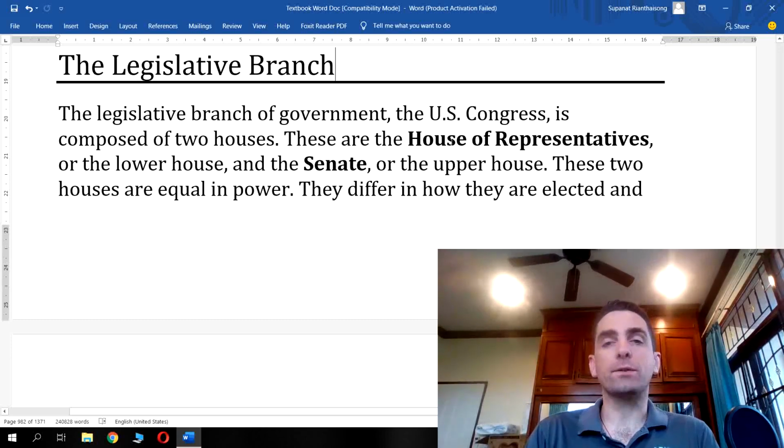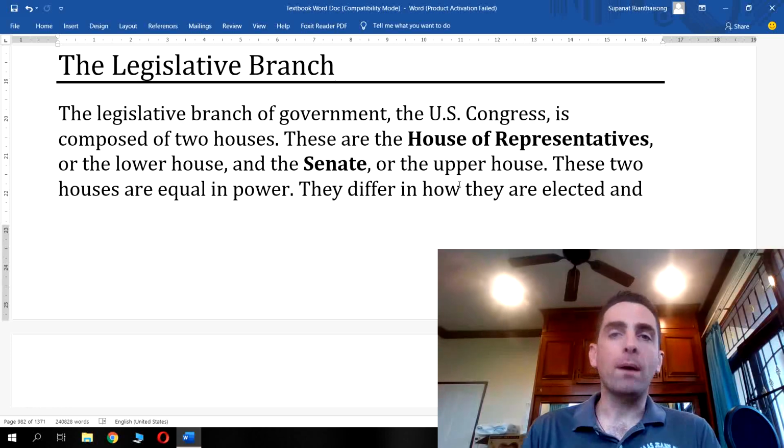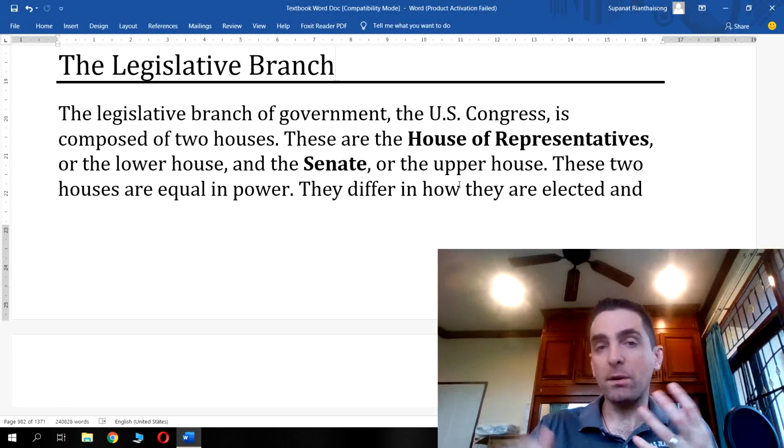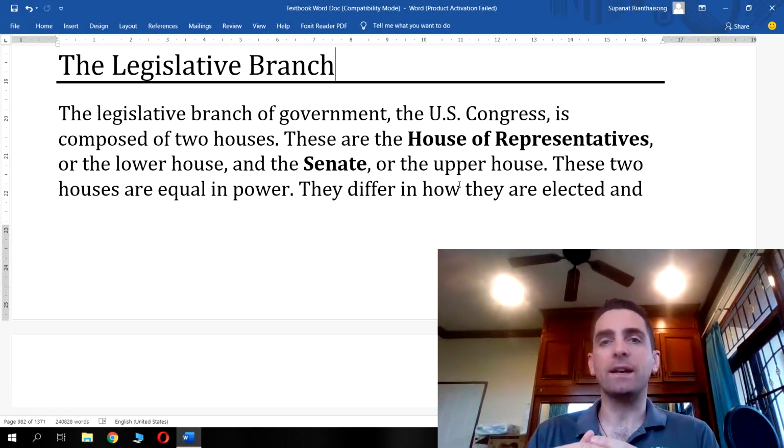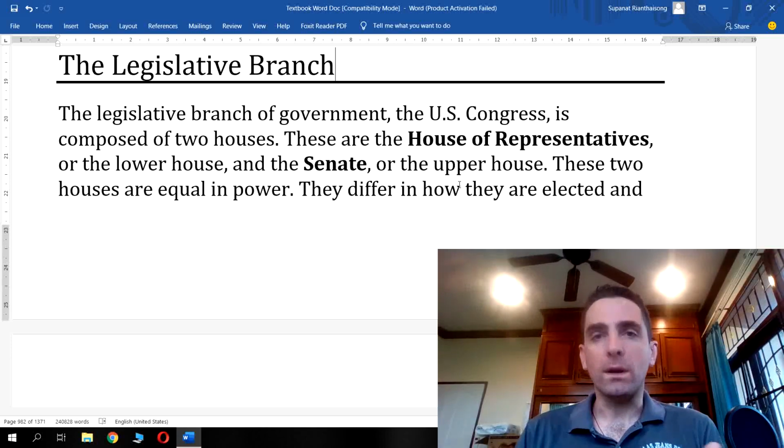There are two houses. There are two parts to Congress, or the legislative branch. The first part is the House of Representatives, or the lower house, and the second house is called the Senate. Both of these houses have an equal amount of power. They act as part of the system of checks and balances, a kind of balance to each other, and I'll explain how that works.